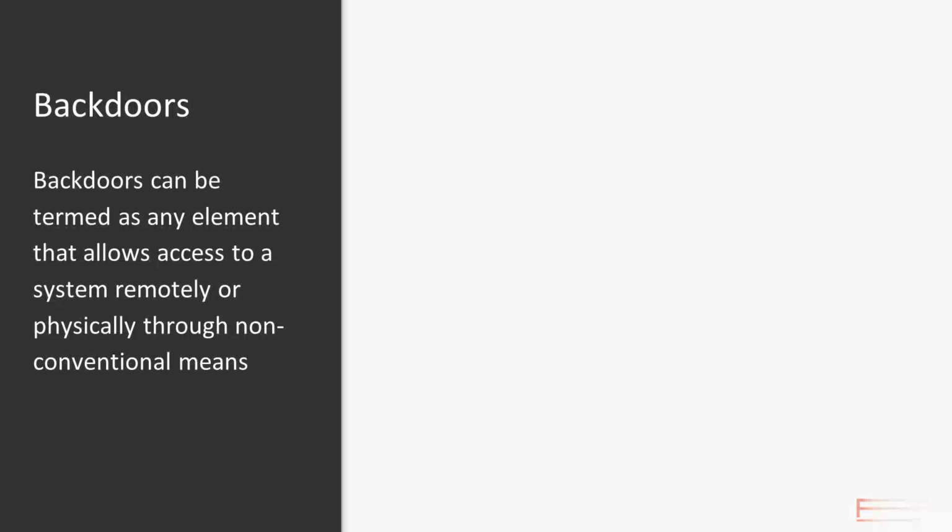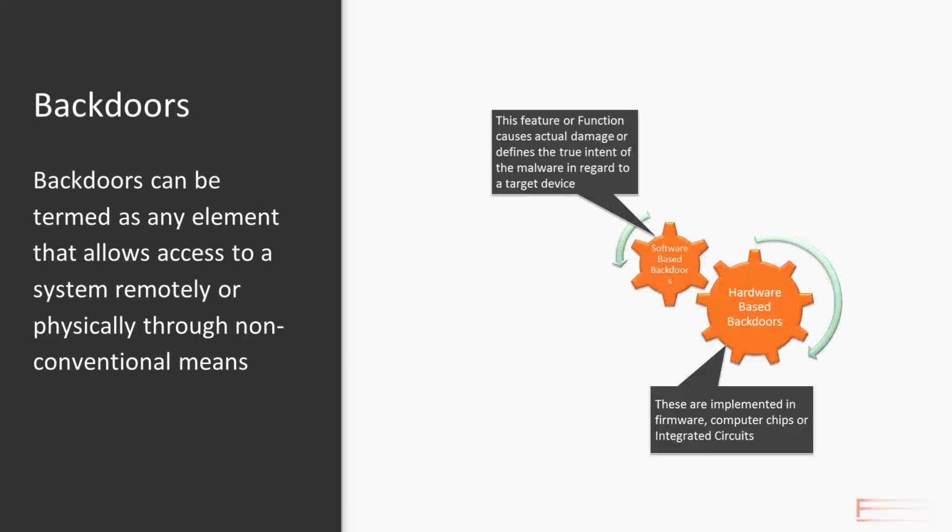The means are non-conventional in the sense that it's not authorized or to your knowledge. When it is to your knowledge, it can't necessarily be considered a backdoor, or it may be considered a mild form of the backdoor. So there are two types of backdoors.